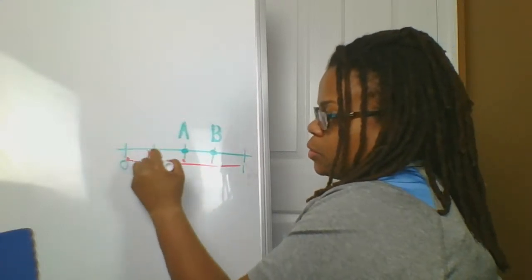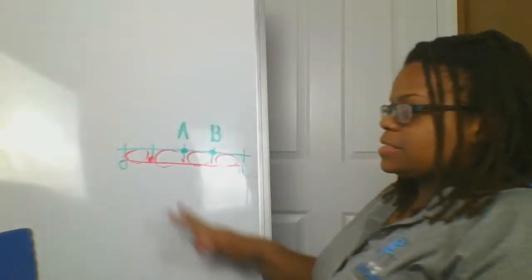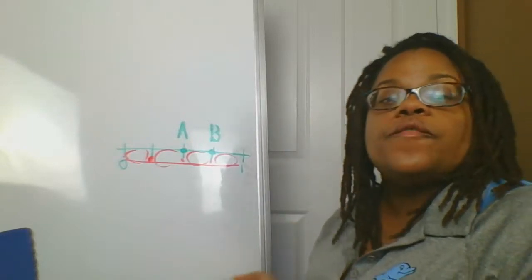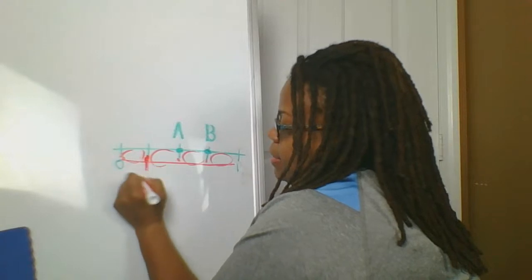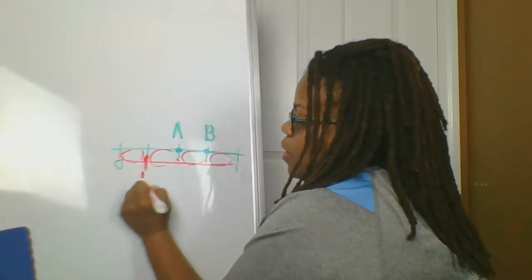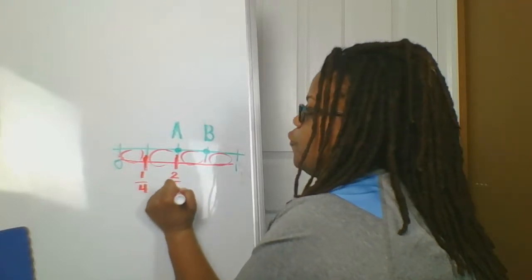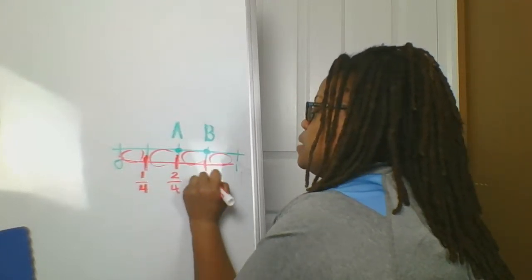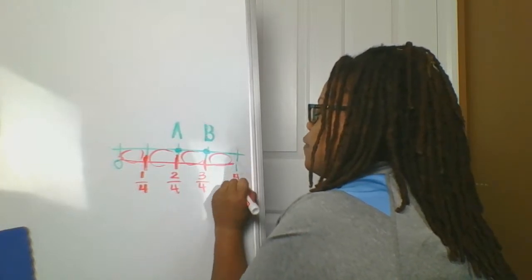So this is one box here, two boxes, three boxes, four boxes. This number line is broken into four different pieces. So that means this one piece right here is 1/4. These two pieces are 2/4. Three pieces, 3/4. Four pieces, 4/4.